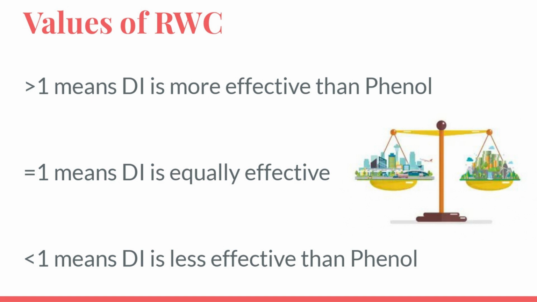If the Rideal-Walker coefficient is greater than 1, the given disinfectant is more effective than phenol. If the Rideal-Walker coefficient of a disinfectant is equal to 1, then the power of the disinfectant is equal to the power of phenol. And if the Rideal-Walker coefficient is less than 1, the disinfectant is less effective than phenol.